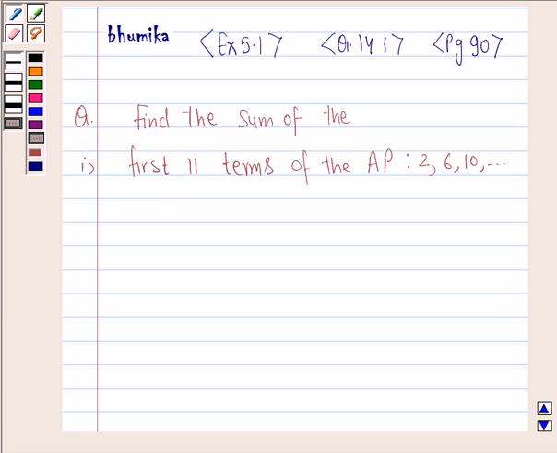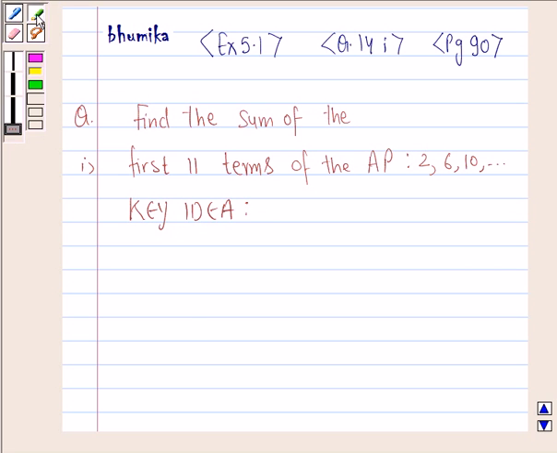I am Bhumika and will discuss with you the first part of question 14 from exercise 5.1, which is at page 90 of your book. Now the question says, find the sum of the first 11 terms of the arithmetic progression 2, 6, 10 and so on. Here we will be using the sum of the first n terms formula to do this question.